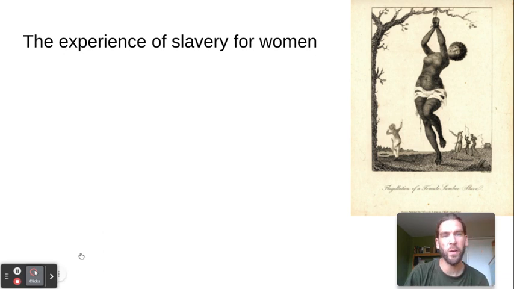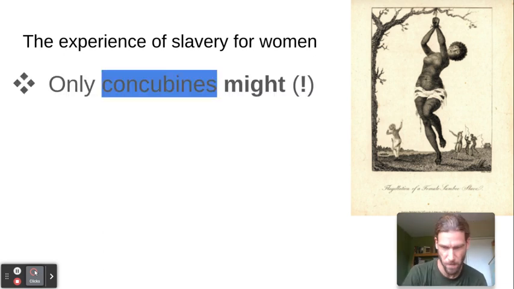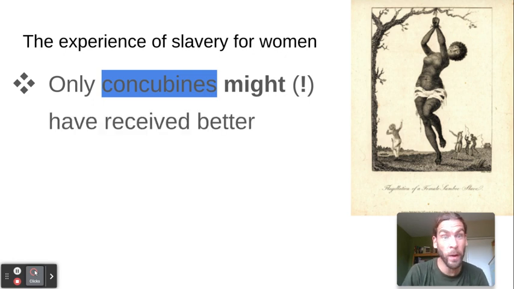How was the experience of slavery for women? Well, this picture is, of course, exemplary. It comes from the book that John Stedman wrote while he visited Suriname because he had to put down a slave rebellion there and fight against the Maroons. How was it, especially for women? Well, for women, it was as harsh as for the men, but only concubines might, so not always, but it was possible, have received better treatment.